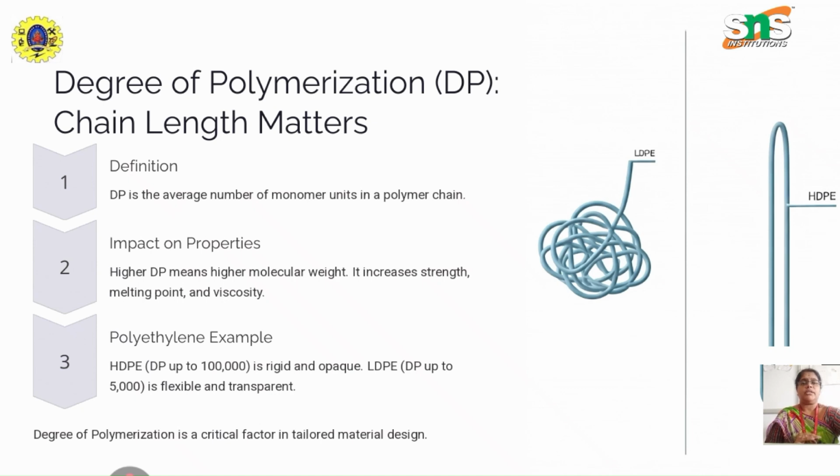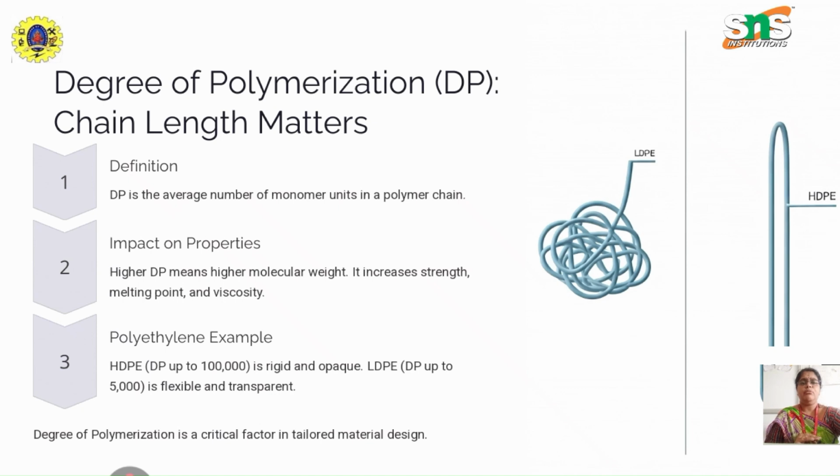Impact on properties. This degree of polymerization plays a major role in impacting the properties of a polymer. A high degree of polymerization means higher molecular weight, and it increases the strength, melting point, and also the viscosity of the material.